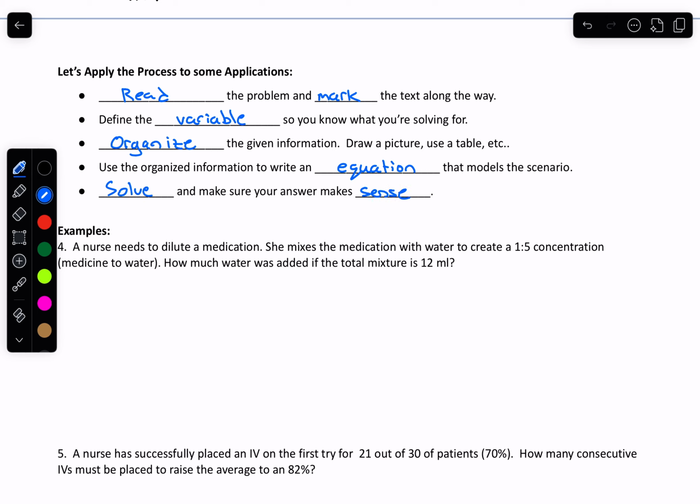makes sense. By makes sense, I just mean reread your answer, see if it fits the criteria the word problem was describing. Sometimes you might get a negative answer when a negative number is not even possible, such as if you're solving for the weight of an animal and you get a negative number. Well, weight can't be negative, so that would not make sense. So just always make sure at the end that we're checking that our answers make sense.